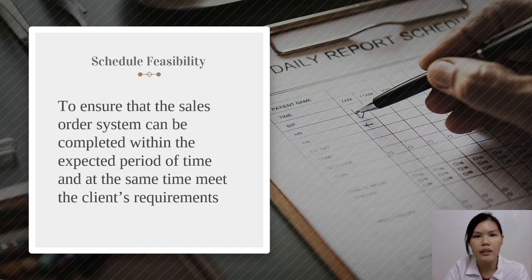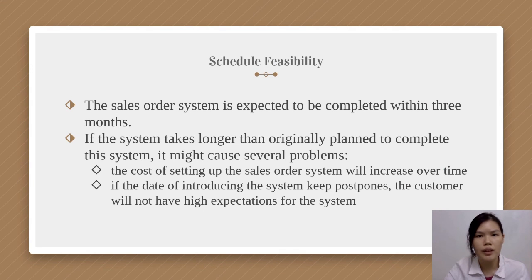Schedule feasibility aims to ensure that the sales order system can be completed within the expected period of time and at the same time meet the client's requirements. The schedule feasibility was conducted to prevent the project from going beyond its deadline after completion. The sales order system is expected to be completed within 3 months. If the system takes longer than originally planned to complete, it might cause several problems. First of all, the cost of setting up the sales order system will increase over time. Thus, the cost borne by the owner will be higher and it might exceed the original estimated cost.